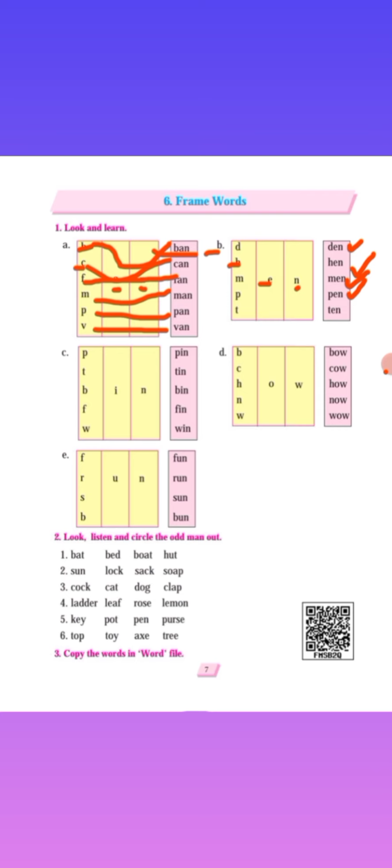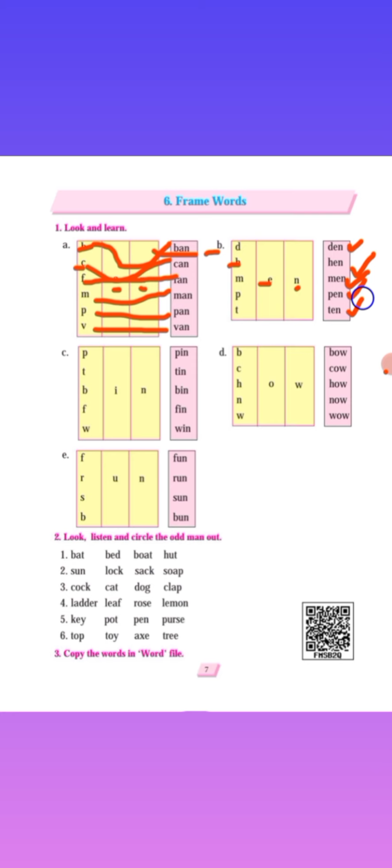The sound of E N is en. Then P E N makes the sound pen. Okay, then T is given and T plus E N, ten. The spelling of ten is T E N, ten. We had learned it in math subject.